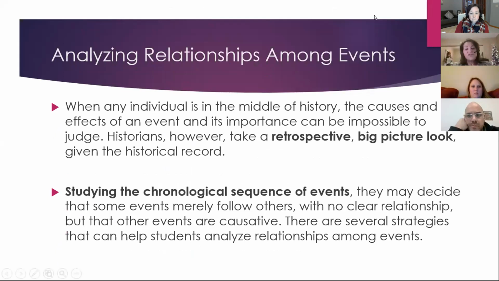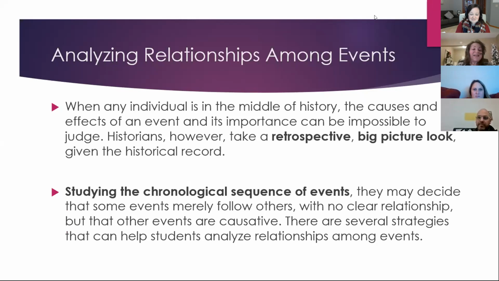When you're in the middle of history, the causes and effects of an event and its importance can be hard to judge. So historians need to take a retrospective big picture look, studying the events. Some just follow after each other with no clear relationship, but some do, and we can really see this in history. Without this in 1941, this in 1967 would have never happened. I just made that up. I have no clue what I'm talking about.